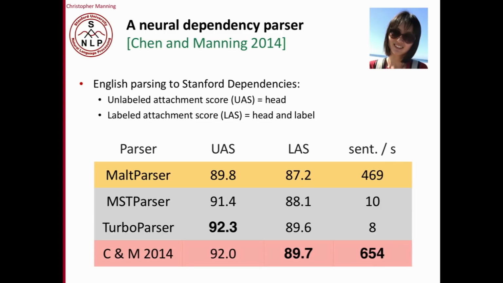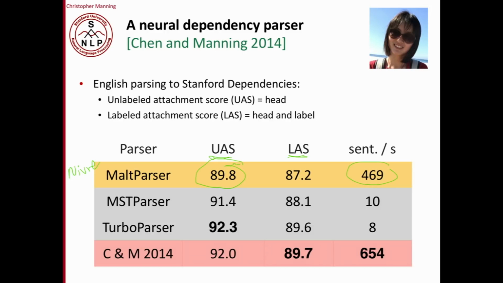So here are a few stats. These are the same UAS and LAS. So MaltParser was Joakim Nivre's parser that I was showing before, and it got a UAS on this data of 89.8. But everybody loved it. And the reason they loved it is it could parse at 469 sentences a second.